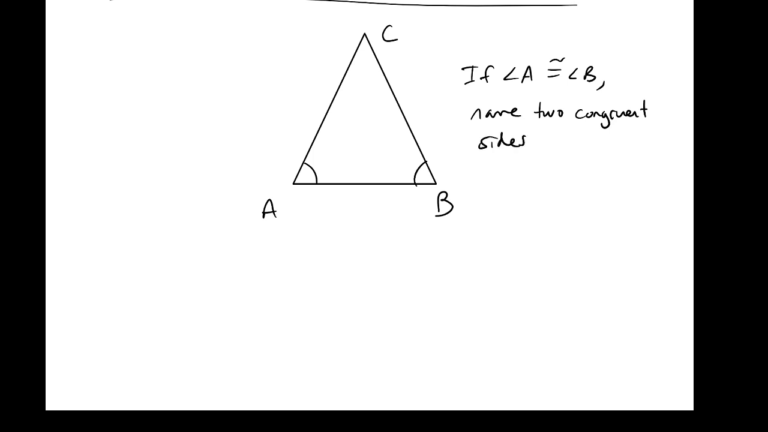Okay, so the way this is going to work, of course, I'm going to do this in blue. We have our congruent angles. The side opposite angle B is AC, and the side opposite angle A is BC. These are going to be our two congruent sides. So that is your answer. That's it. Okay, let's do another problem.